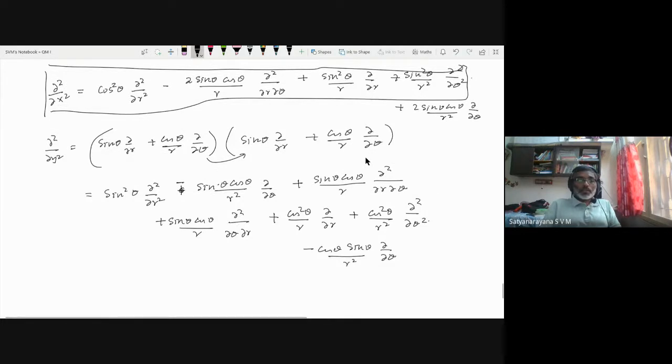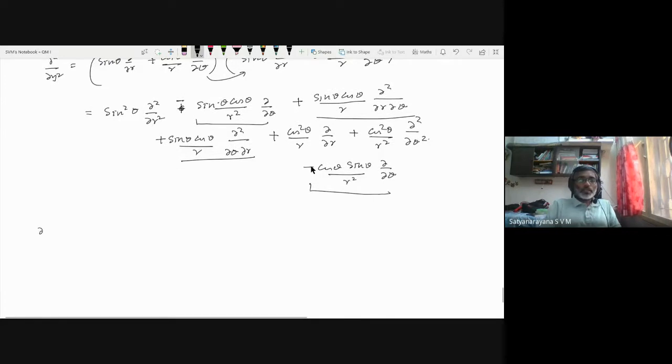And here you get, so this term is minus and this term is minus. So this is minus 2 times that. This will cancel with this term. And sin theta cos theta by r, this will be 2 times, that will cancel with this term. So this term plus this term will cancel with this term.